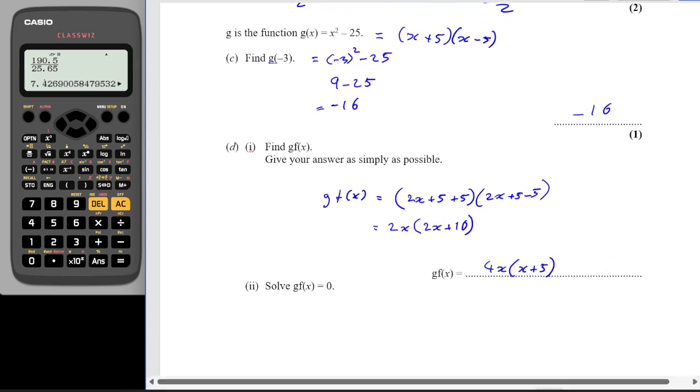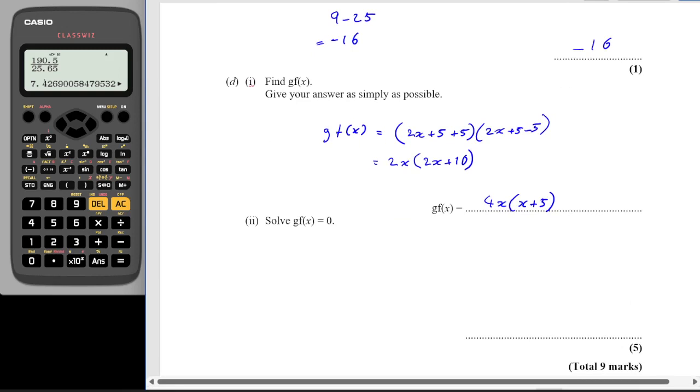Yeah, we could multiply it out, but I think that's simpler than saying that it would be 4x squared plus 20x. So I'm going to leave it like that. Okay, and then the final part, solve. It is the same thing, isn't it? It is, yeah. So solve, that being equal to x.